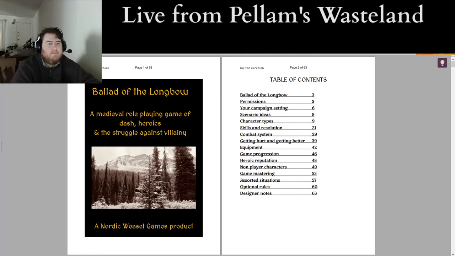Ballad of the Longbow is a role-playing game by Nordic Weasel Games. Ivan Sorensen, the guy behind it, makes a lot of war games, kind of small, designed for use with any figures you've got. There's Trench Hammer, which is World War One, Hammer of Democracy, which is World War Two, and the Five Men series, which is all small skirmish individual-based figures.